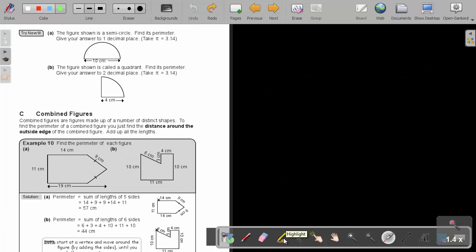I want you to stop the video again, and I want you to do Try Now 9. I want you to do number A as well as number B, because this is half a circle and this is just a quarter of a circle. As soon as you are finished, you can continue with the video. So this is Try Now 9.